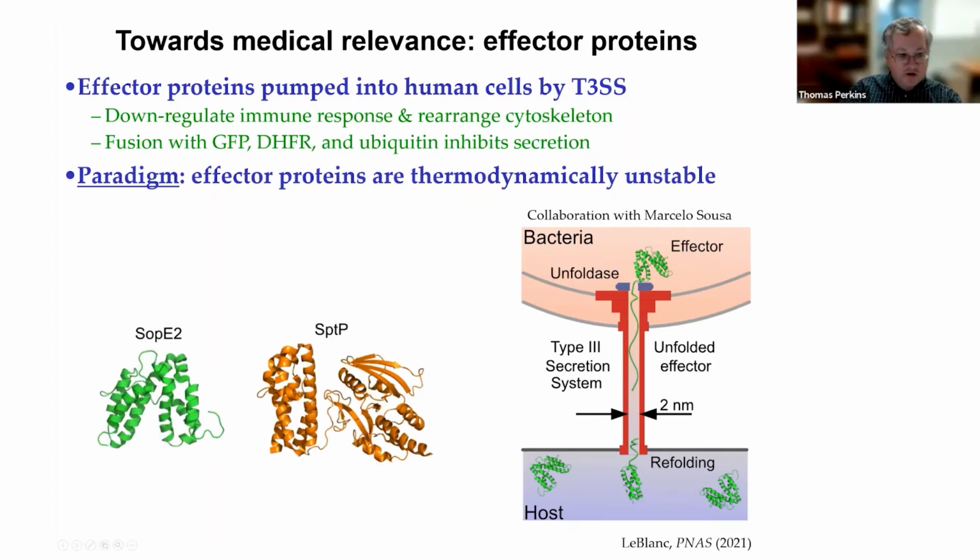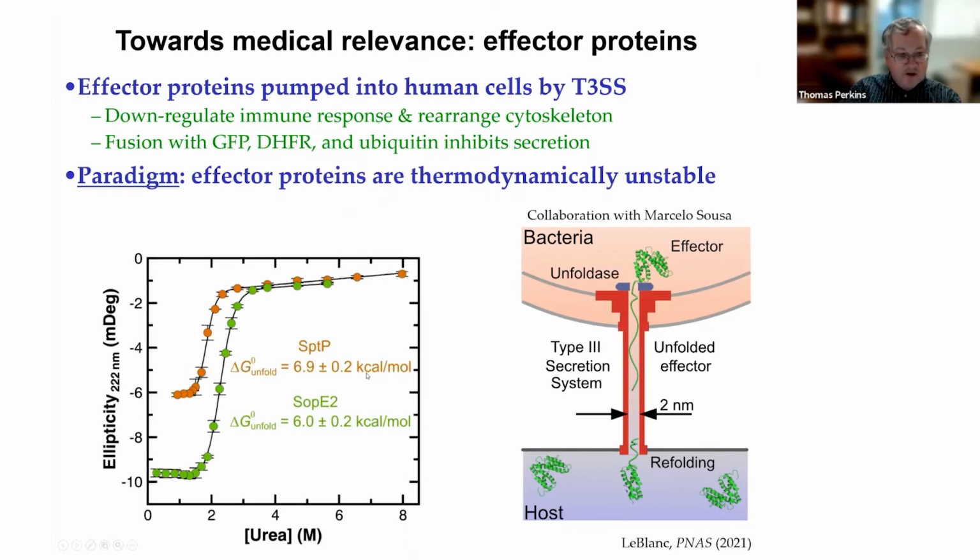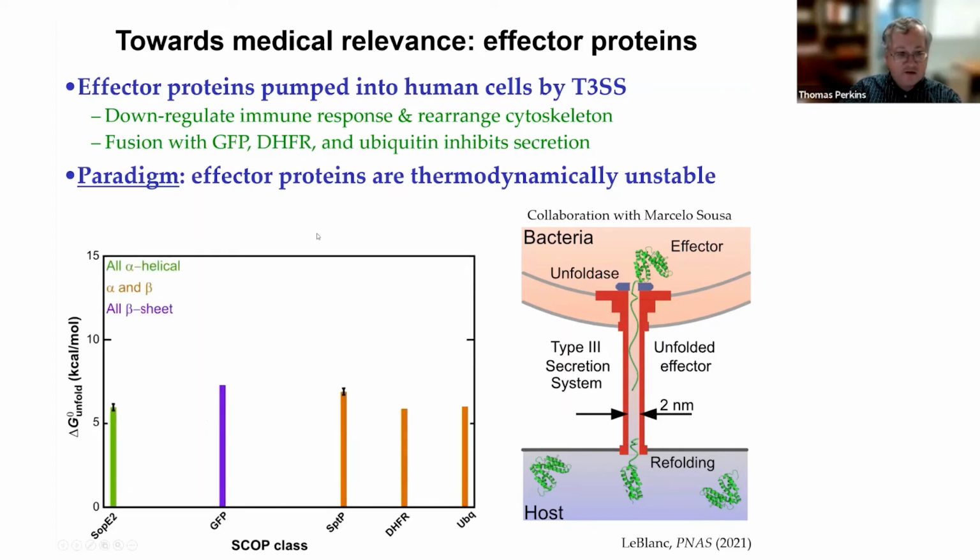So when Marc-Andre looked at these two proteins, SOPy2 shown here in green because it's all alpha helical, or SBTP shown here, alpha helical and a beta sheet component, and computed the delta G, or the change in free energy upon unfolding, using canonical ensemble assays, he got a change in free energy of 6 to 7 kcals per mole. We can compare that to the free energies of unfolding GFP, DHFR, or ubiquitin, proteins that stall the type 3 secretion system. And what you can see is that they're very similar.